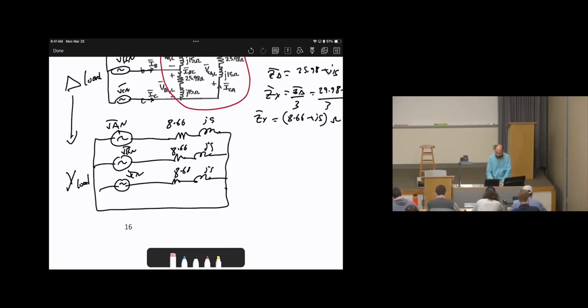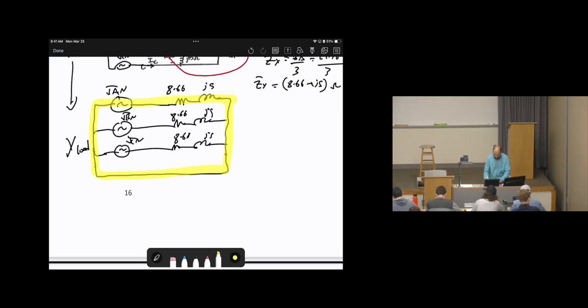Then the second step, since it is already in Y, can I find the per-phase equivalent circuits? Yes, I can. I can isolate phase A as a load. Look at the yellow area. So the next step will be converting three-phase to single-phase by picking up phase A as a reference.